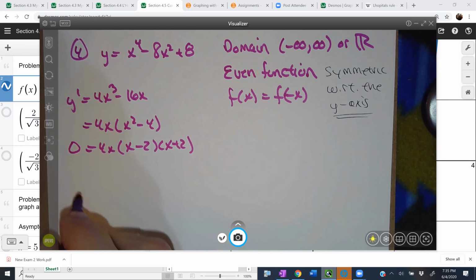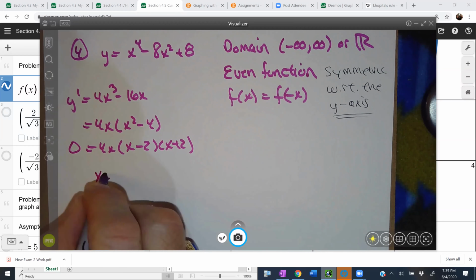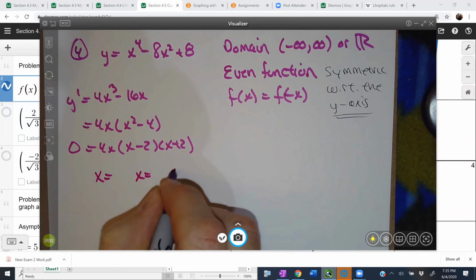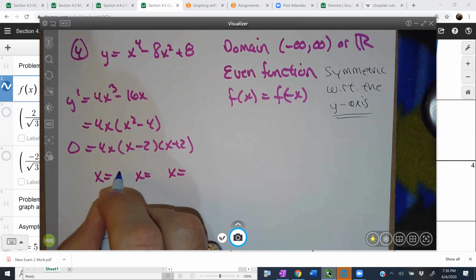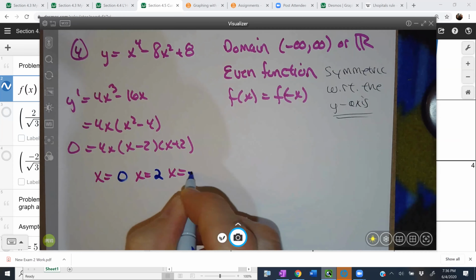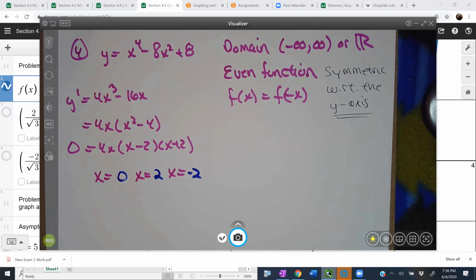Can anyone tell me where it equals 0? What values of x? 0, 2, and negative 2. Perfect. Those three places are our critical points. So interesting things should be happening to the function at those points.